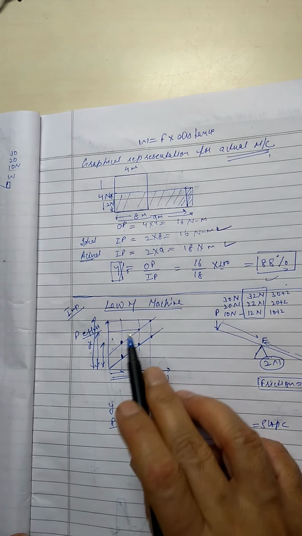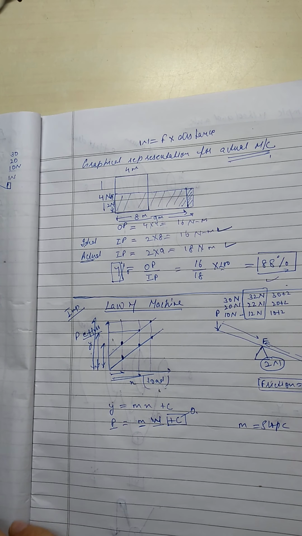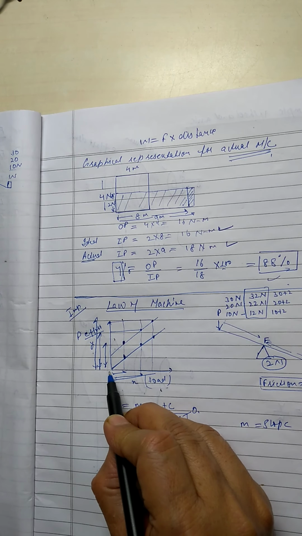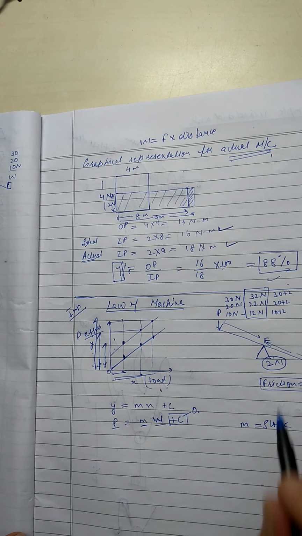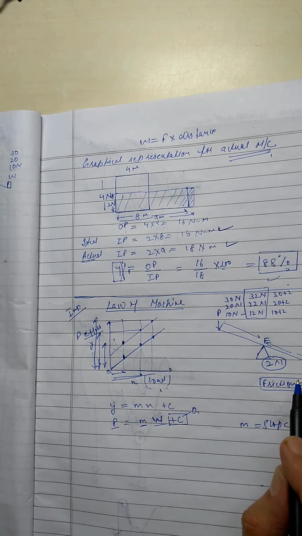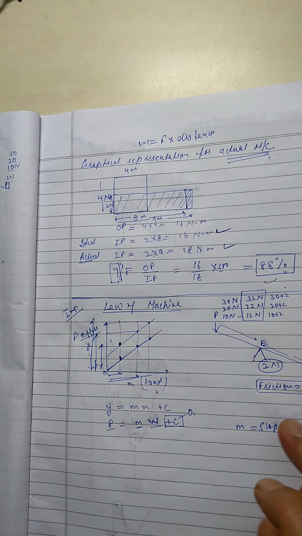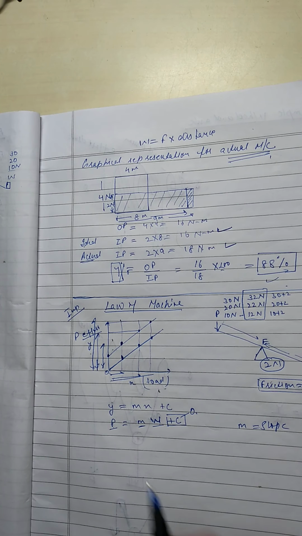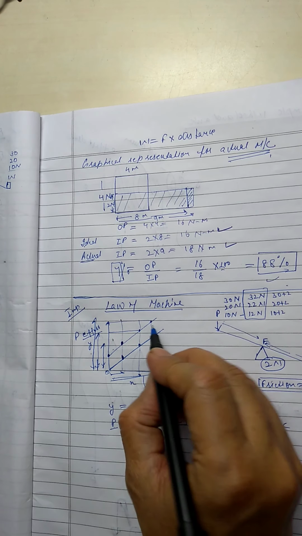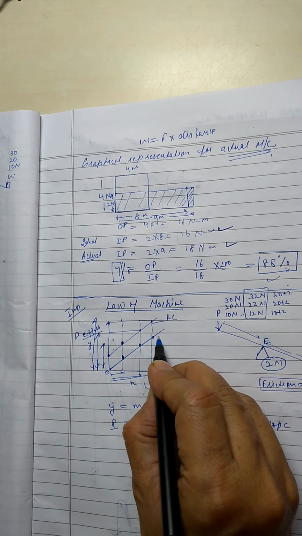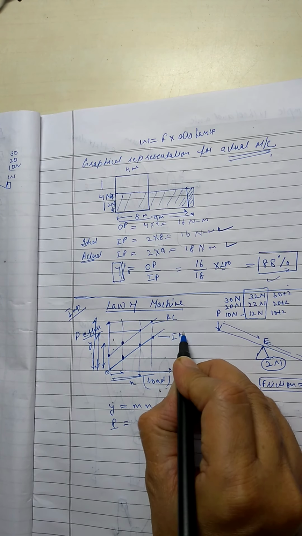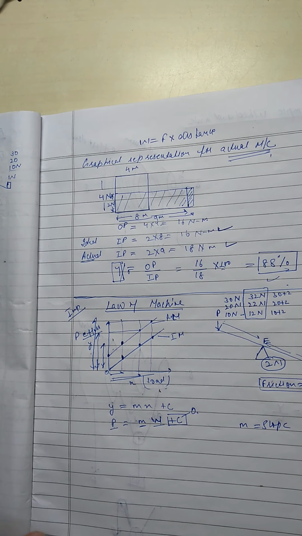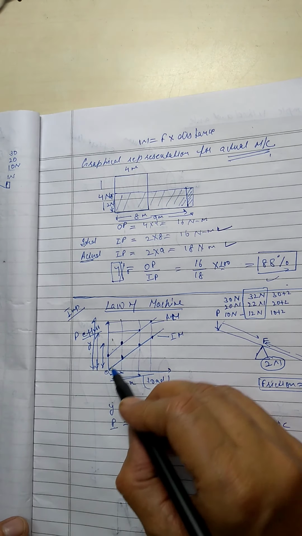But you see, in both the cases the graph is a straight line. The only difference is, when the machine was ideal, the graph started from the origin, but when the machine was not ideal, it was a practical machine, then the graph started from this point. This is for actual machine, and this graph is for ideal machine.